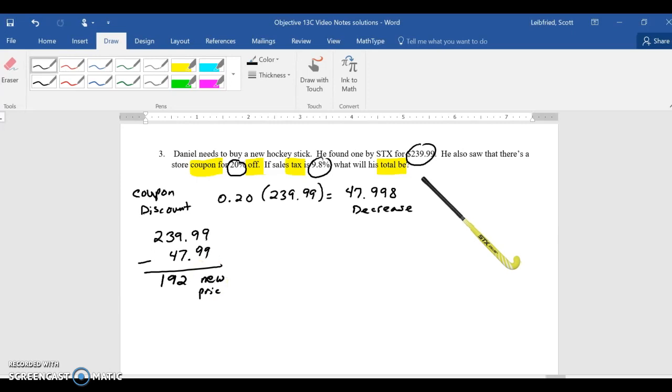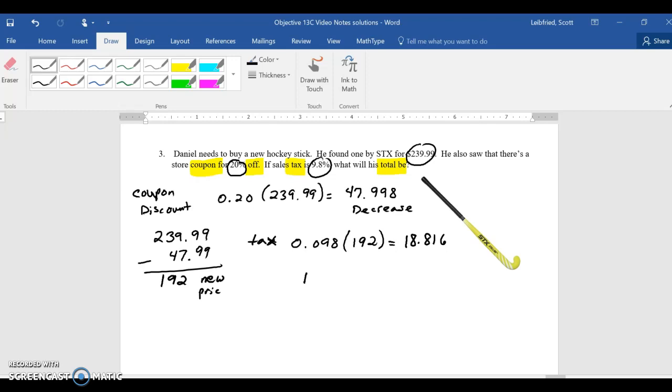Now we take our new price and we multiply it by tax, so we have to find the tax. So remember, our tax is 9.8%. So we're going to take 0.098, multiply it by 192. And when we do that, we get 18.816. So that's your tax.